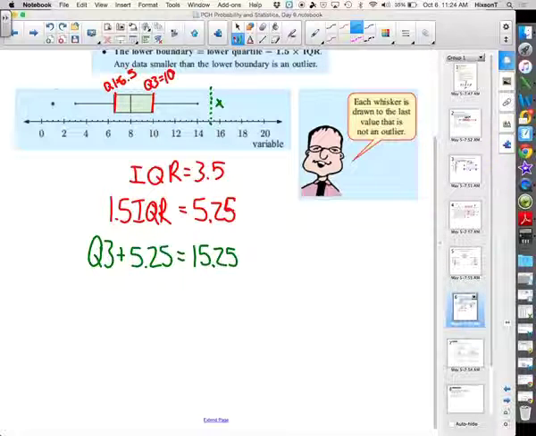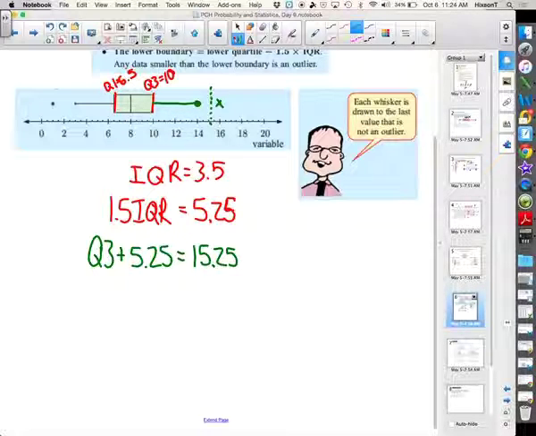Now, notice then, we don't draw the whisker going all the way to the boundary line. 14 was the next highest score other than 16. And since 16 was an outlier, 14 is the next highest score that is not an outlier. So I'm only going to draw my whisker going to there. Make sense?